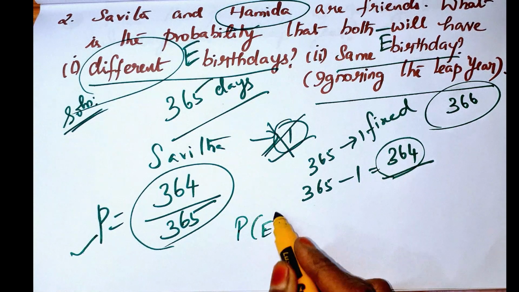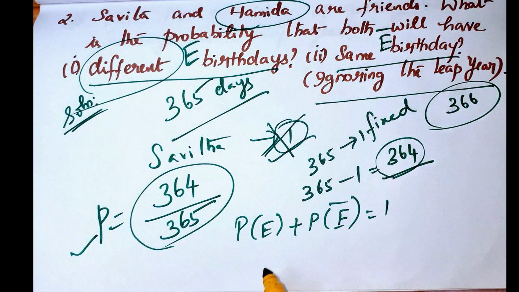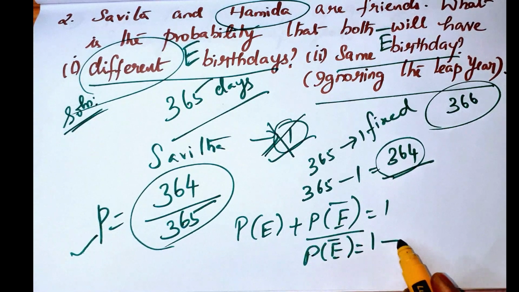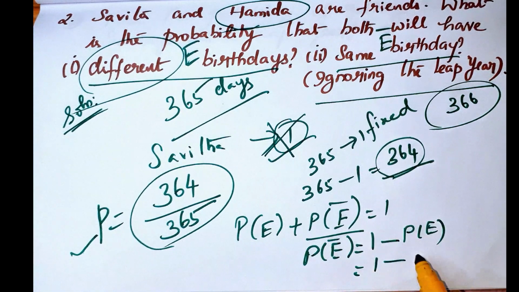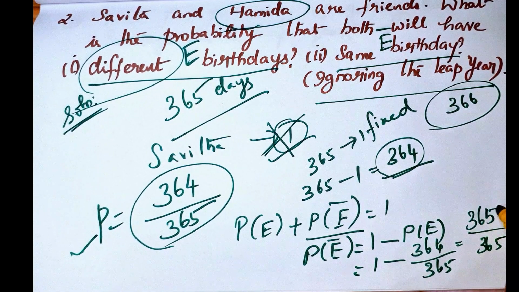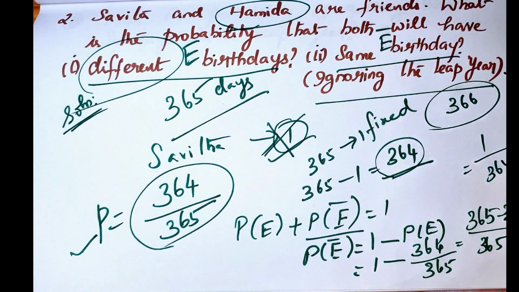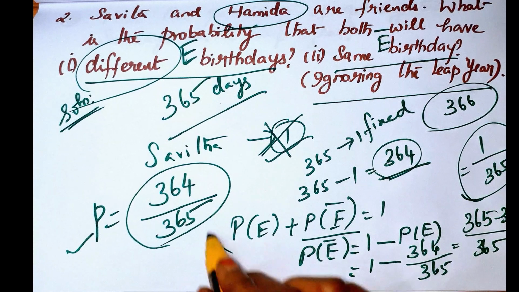We know P of E plus P of E bar equal to 1. So P of E bar is equal to 1 minus P of E, which is equal to 1 minus, what is P of E we got? 364 by 365, which is equal to 365 is the LCM. So 365 minus 364, which is finally 1 by 365. This is the answer which we are getting using this relation.